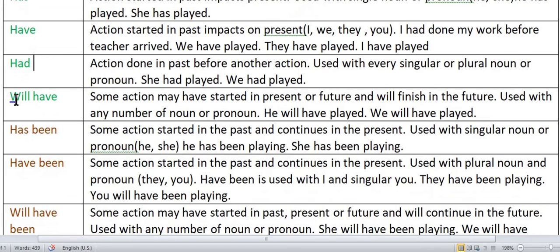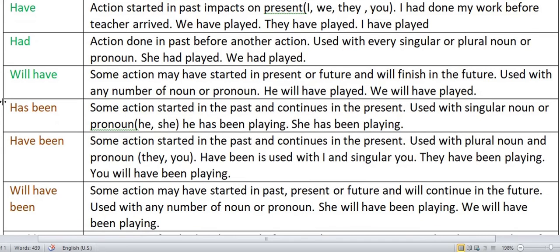Next we have will have. One thing to keep in mind, will always gets have, it will never get has, even if it's singular or plural. That's the beauty of the will. Some action may have started in the present or future and will finish in the future. Used with any number of noun or pronoun, like he will have played, we will have played.